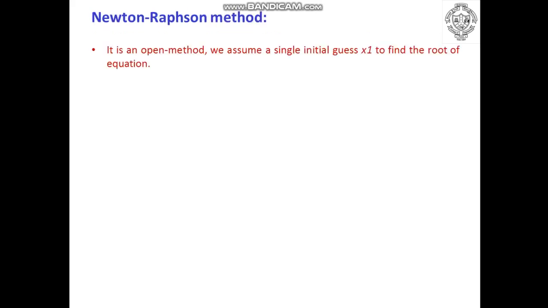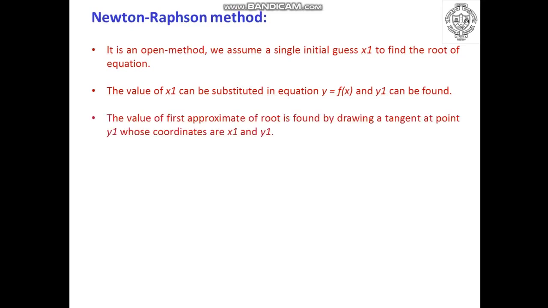In the Newton-Raphson method, since it is an open method, we assume a single initial guess, x1, to find the root of the equation. The value of x1 can be substituted in the equation y equals f of x, and then y1 can be found. The first approximate root is found by drawing a tangent at the point whose coordinates are x1 and y1.